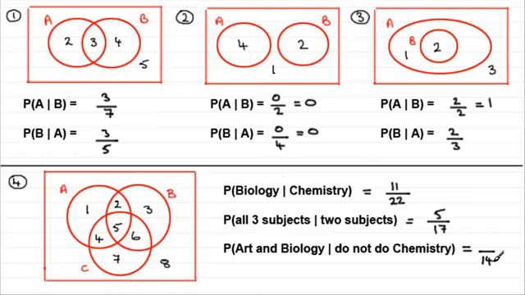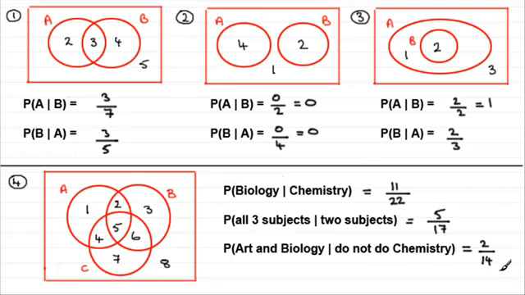So of these people, that's the 1, 2, 3 and 8, how many do art and biology? Well, it's going to be just these 2 people here. So that'll be 2 out of 14. Now I know that this cancels down to a half, and I know this cancels down to 1/7, but I'm just leaving them like that just so that you can see how I got my particular probabilities.